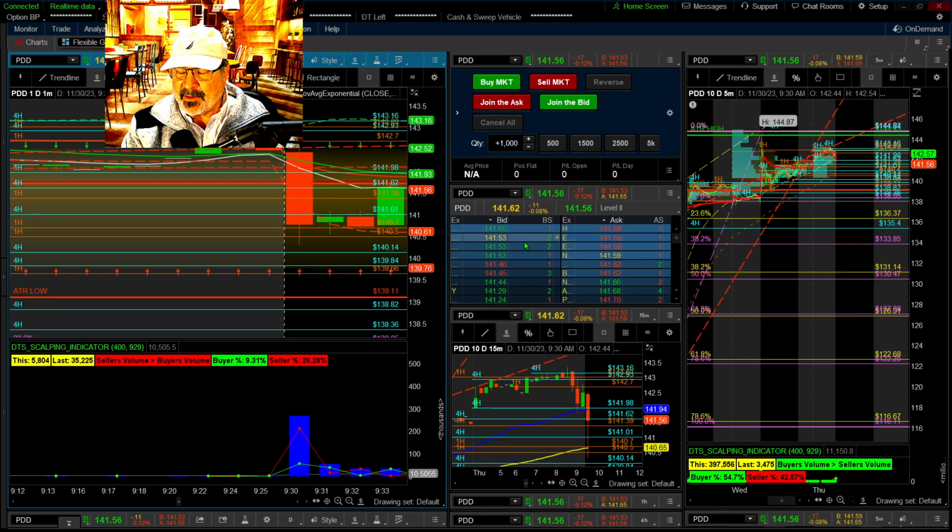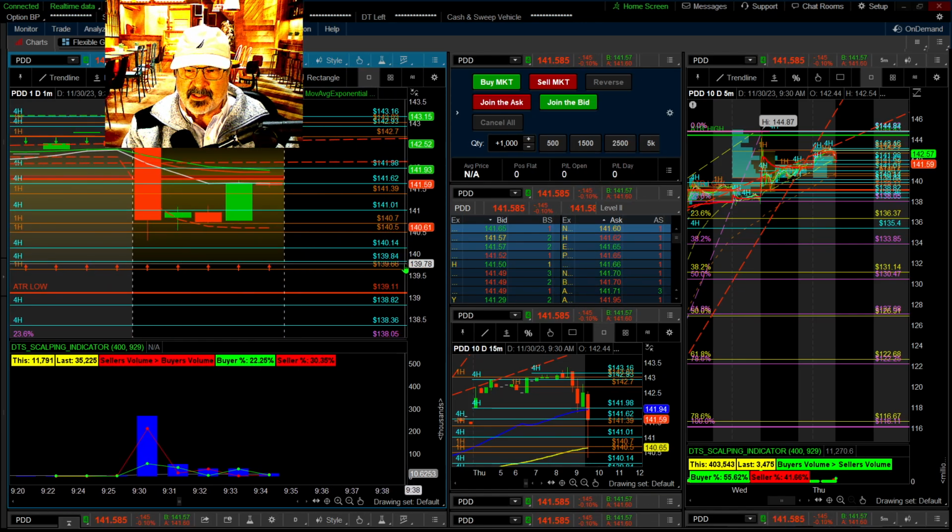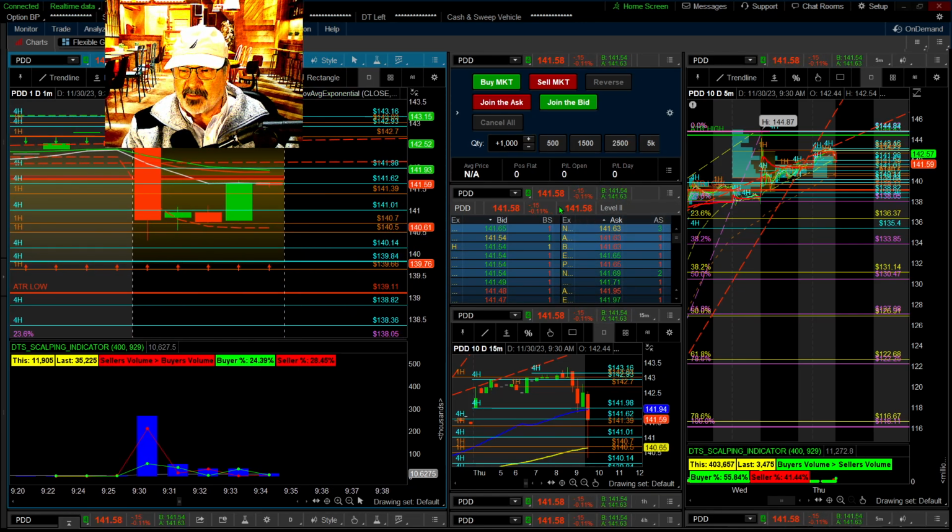So I have it up here to watch price action. I typically watch it right up here, because this is what the market maker is going to give me, this number. And again, because this is a larger stock, it's going to fill pretty well every single time. There'll be some spread and some slippage, but not too much.